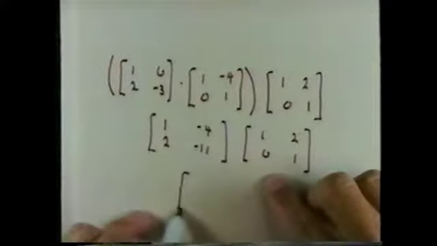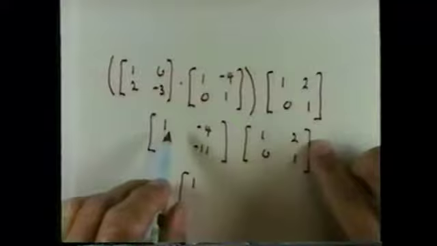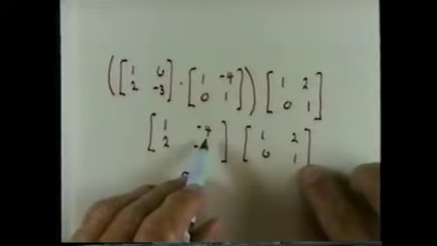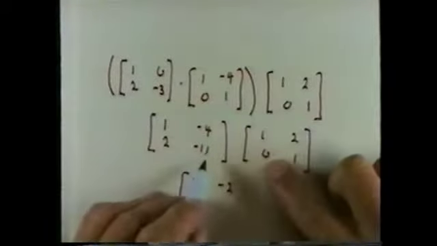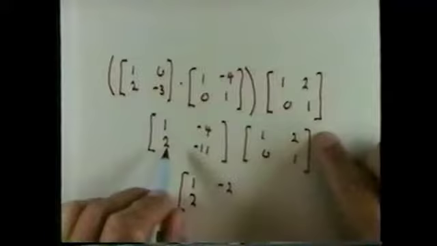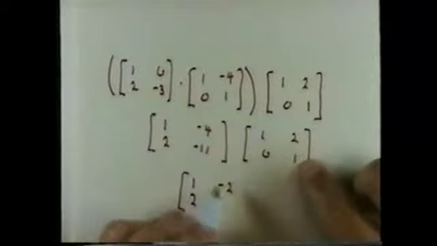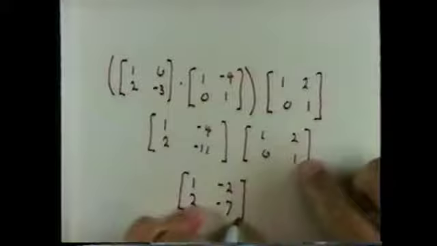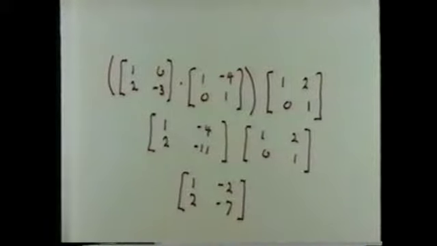1 plus 0 is 1. 2 minus 4 is negative 2. 2 plus 0 is 2. 4 minus 11 is negative 7. Let's look back and see if we got the same answer as we did on the first problem. 1, negative 2, 2, negative 7, so you can see they are equal. So we have illustrated 9. We illustrated it with an example.